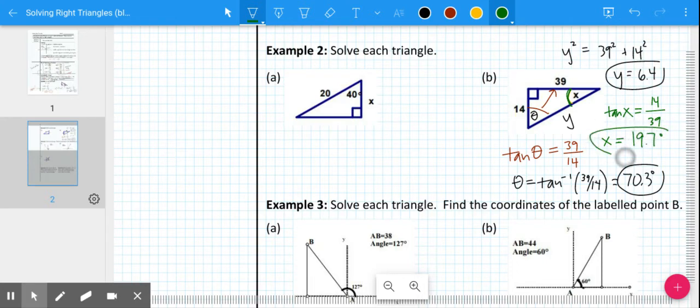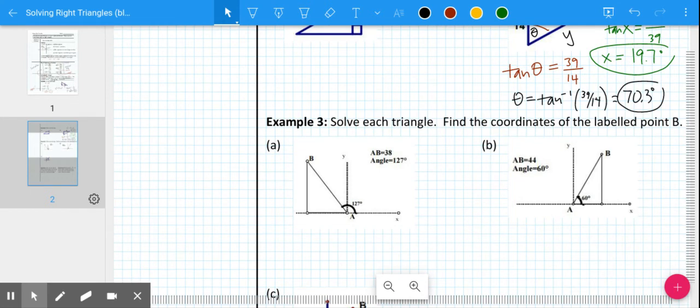So I check and I make sure all my angles add up to 180, and they do, and I feel pretty good about that. Go ahead and type in your answers to 2A, pause this video, work it out, and then put the answers into the Edpuzzle. Now moving on to example 3.